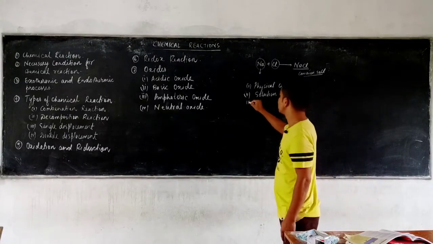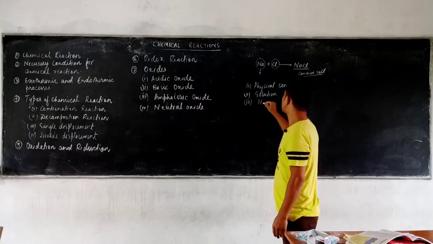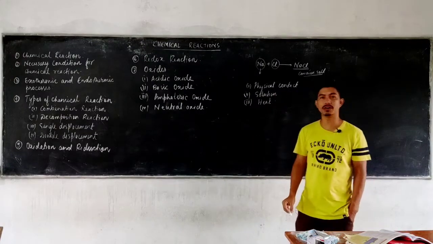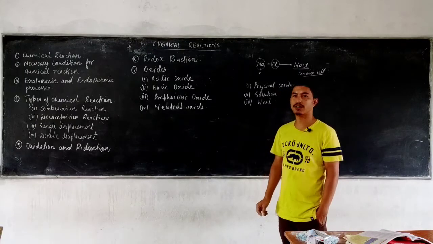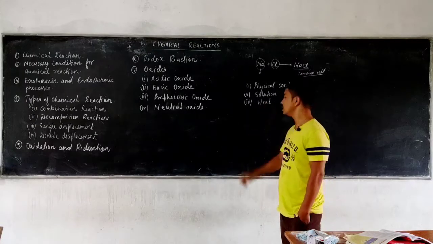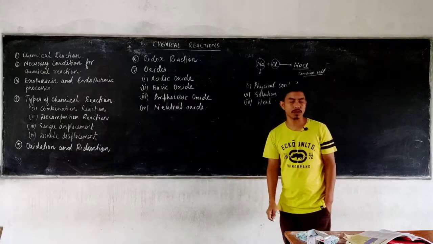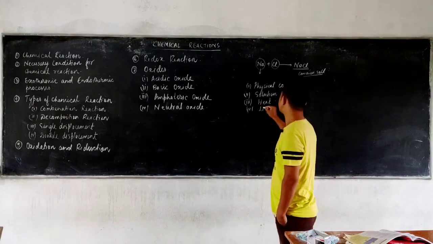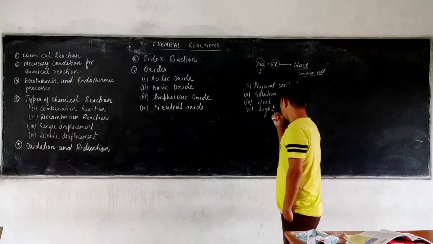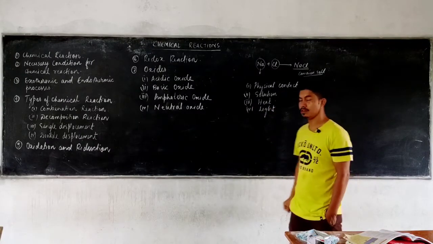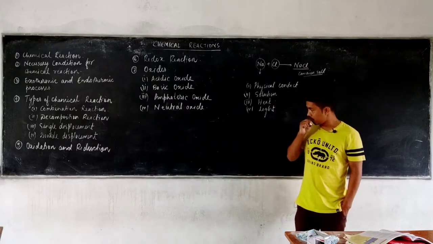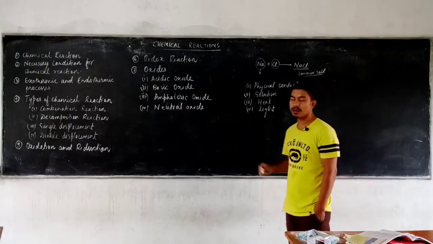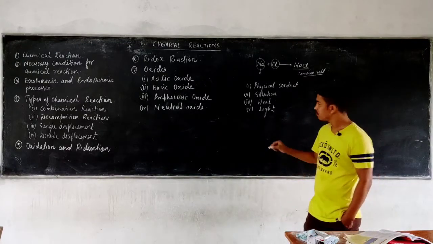The third one is that sometimes chemical reactions occur only in the presence of heat. For example, in the formation of ammonia, nitrogen combines with hydrogen only when heat energy is supplied to form ammonia gas. Another is that some chemical reactions require light. For example, the process of photosynthesis cannot take place in the absence of light. So some chemical reactions require light.